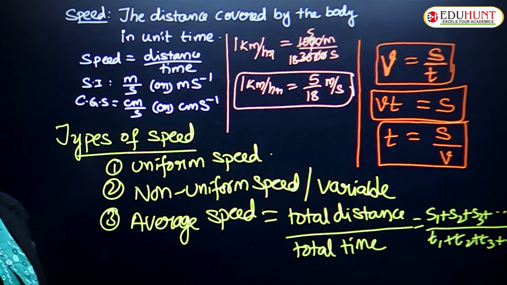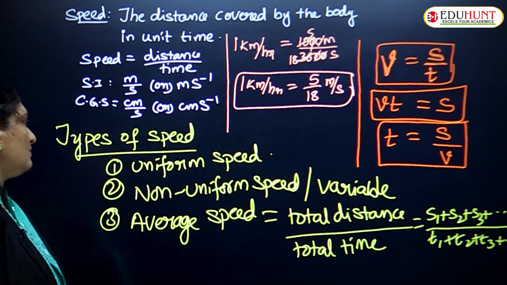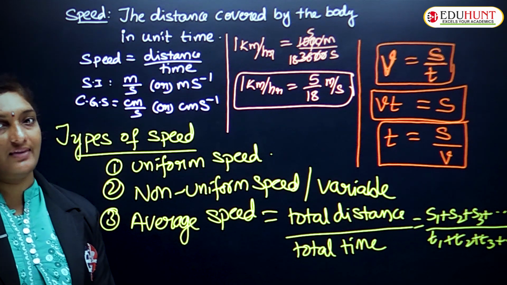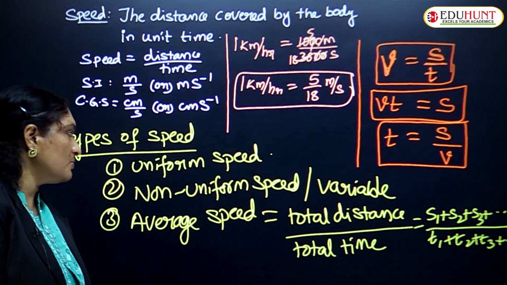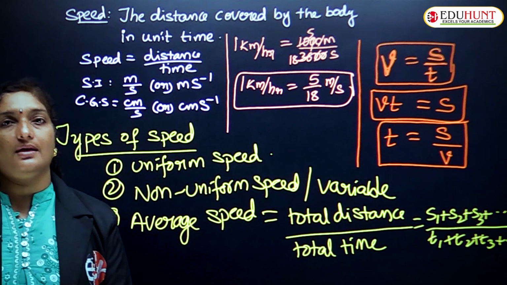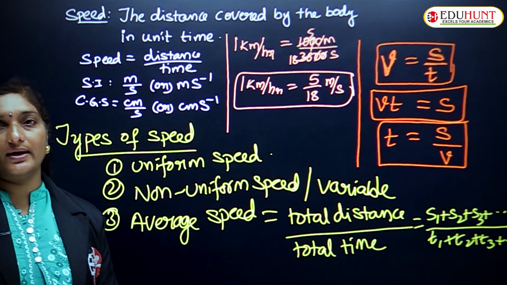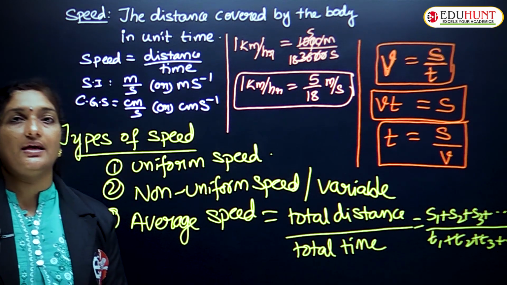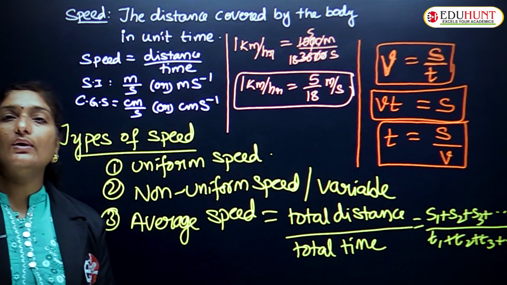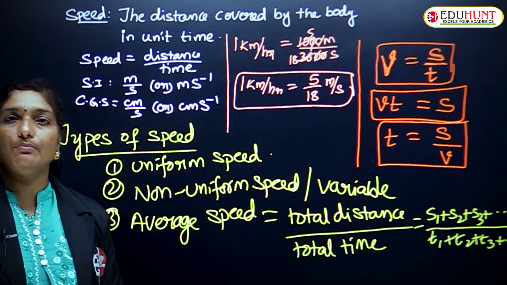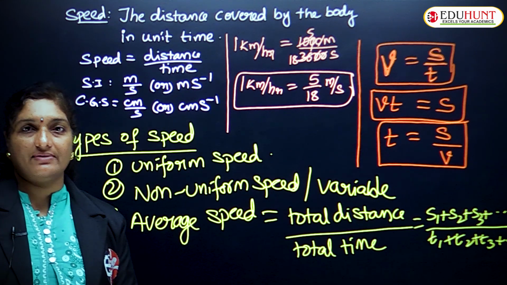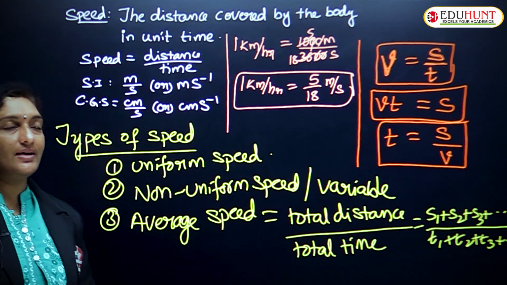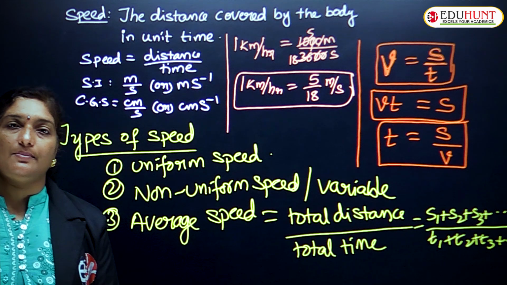Discussing the types of speed, we generally come across three types: uniform speed, non-uniform or variable speed, and finally average speed. Whenever a body covers equal distances in equal intervals of time, we say the body has uniform speed. If the same body covers unequal distances in equal intervals of time, or equal distances in unequal intervals of time, in both cases it is said to be traveling with non-uniform or variable speed. The average speed is calculated as total distance upon total time.